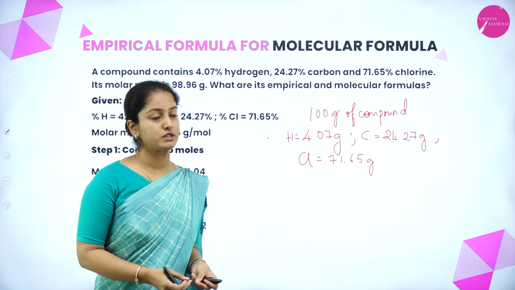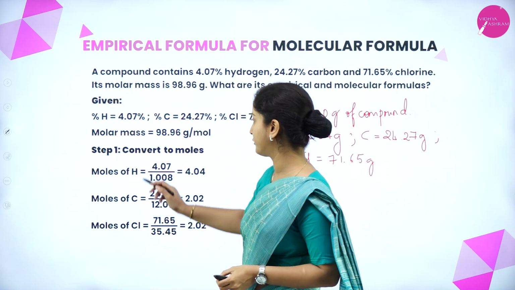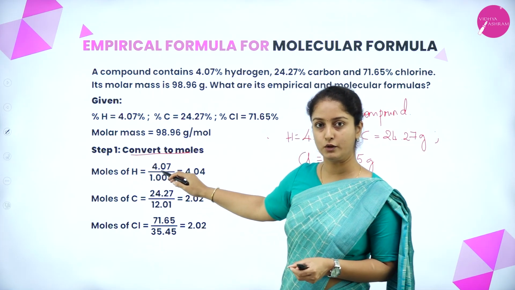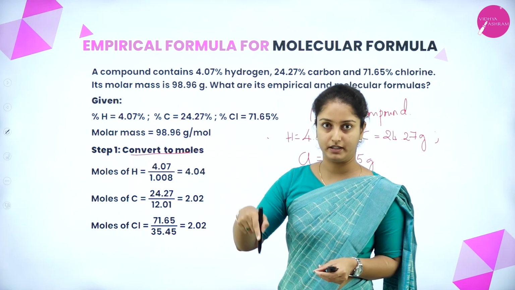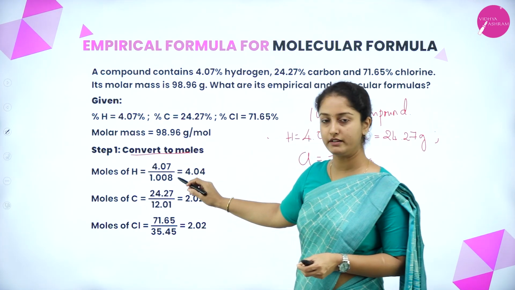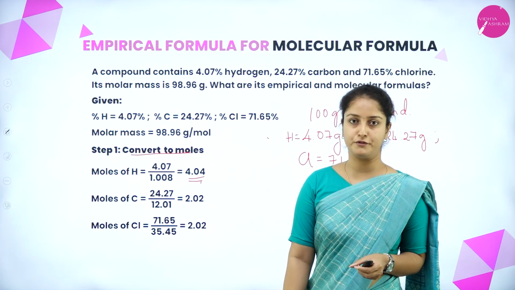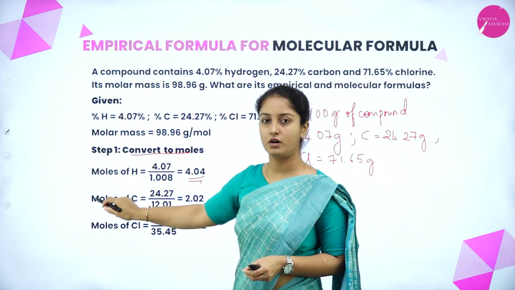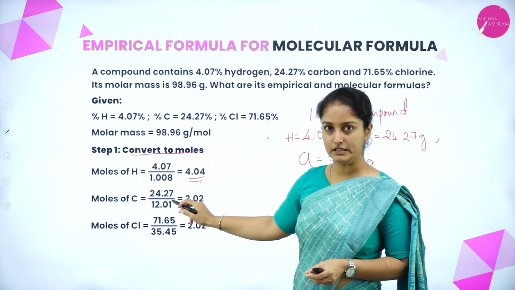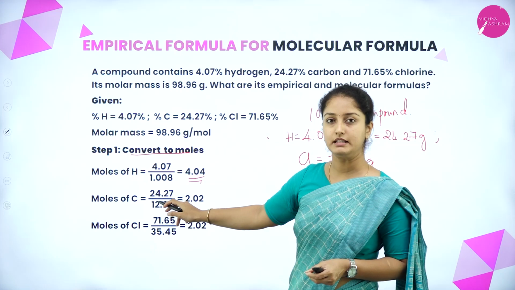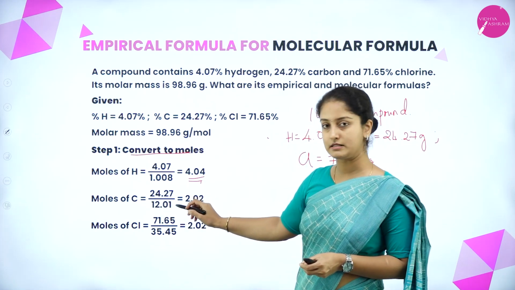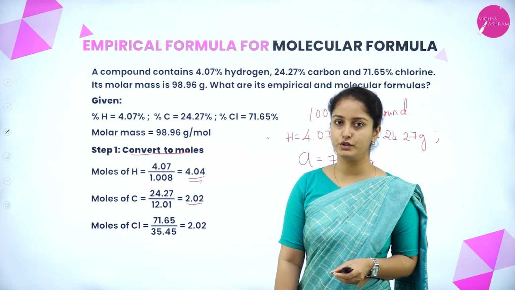Now, let us solve using this given data. The first step you have to follow is to convert the given grams into moles. Moles of hydrogen is equal to the mass of hydrogen present in that compound divided by the atomic mass of hydrogen. So, when we divide, you get 4.04. Similarly, moles of carbon is 24.27 grams divided by the atomic mass of carbon, 12.01. When divided, you get 2.02.